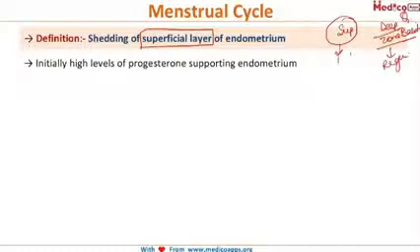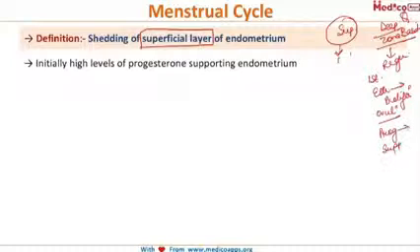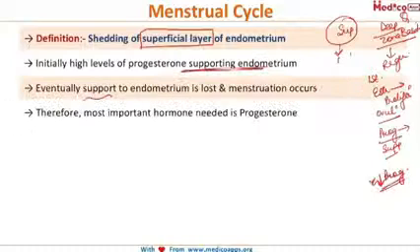And how does it occur? We know that in the first half of the cycle there is predominance of estrogen, and under the effect of estrogen there is proliferation of the endometrium. And when ovulation occurs, then in the second half of the cycle the predominant hormone is progesterone, and this progesterone supports the endometrium. It basically causes the decidualization of the endometrium. And subsequently, when there is a decreased level of progesterone because of the degeneration of the corpus luteum, then because of this decreased progesterone, the support to the endometrium will be lost, and subsequently menstruation occurs.